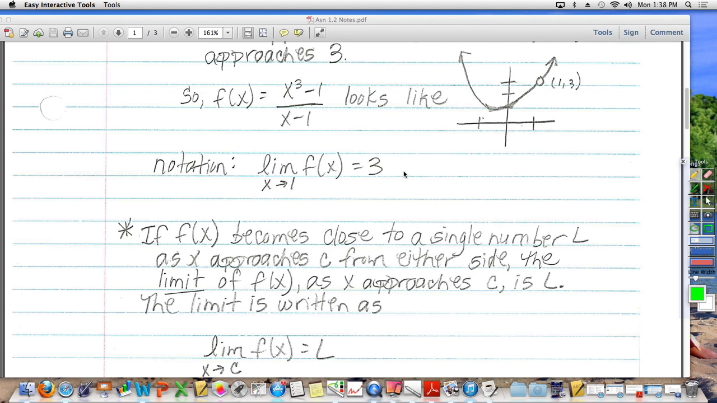Now the difference between a limit and actually finding the value of a function is, if I were to ask you, what is the function's value, what is f of 3, you would have to put 3 into the function and get an answer out for it. If I were to ask you for what is f of 1, you put that x value in and you get an answer out of it.